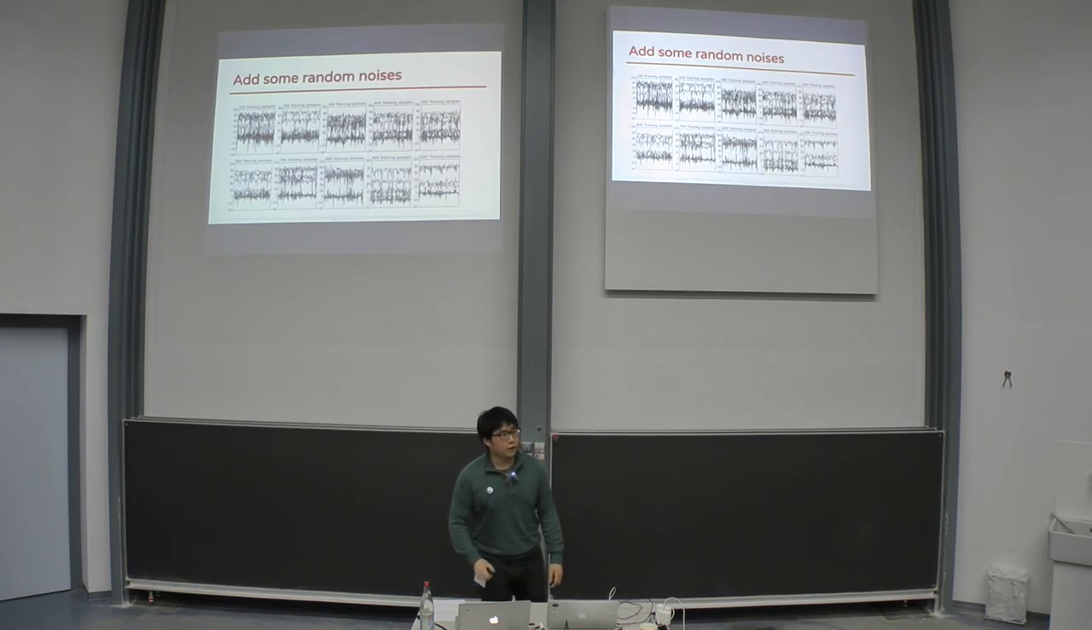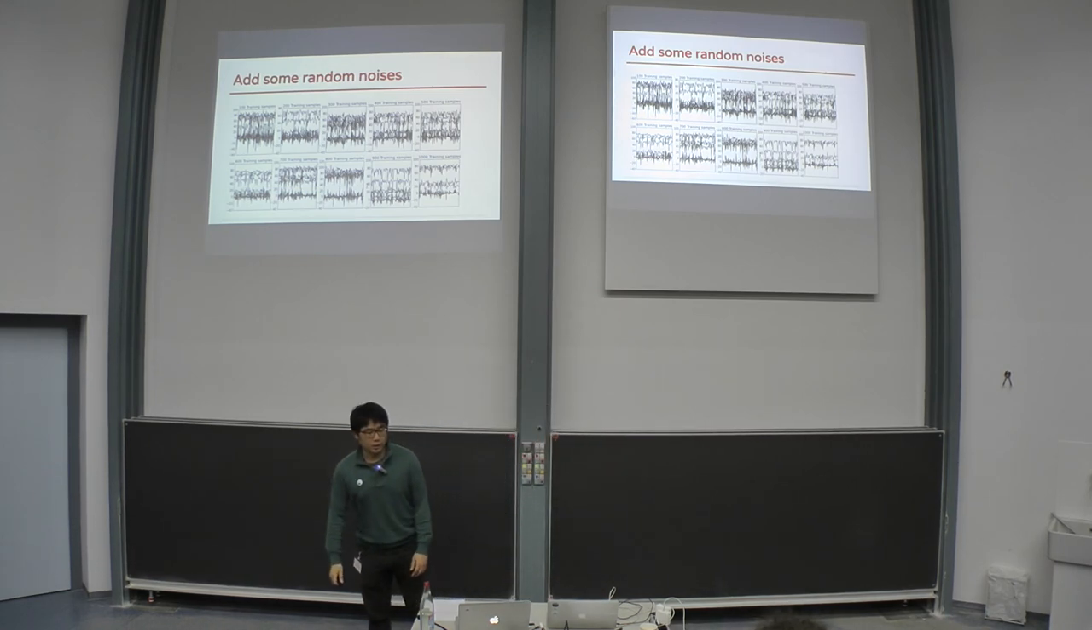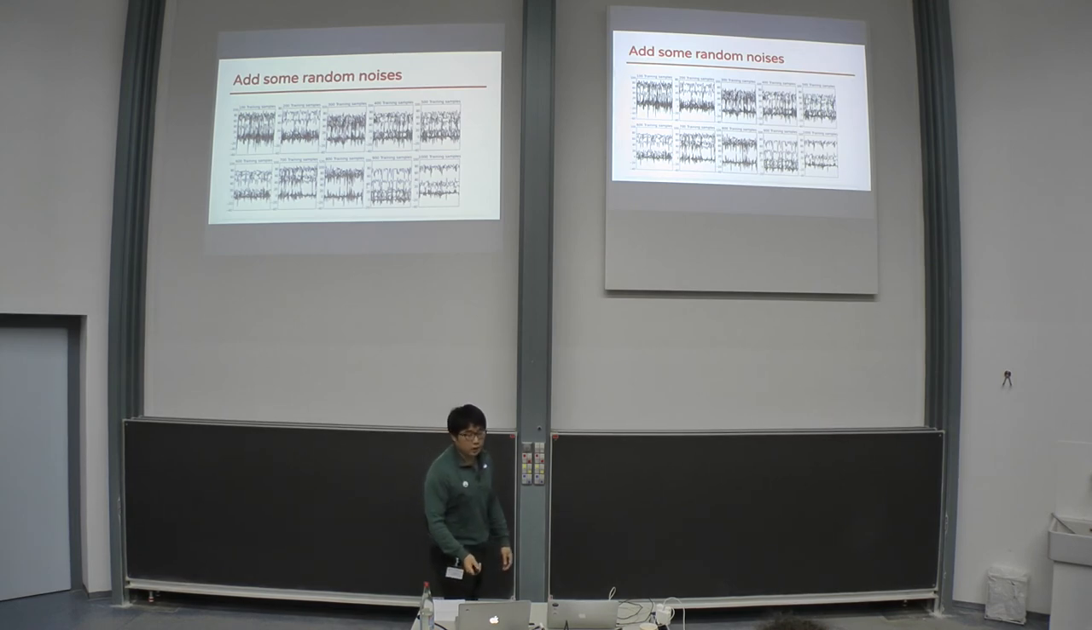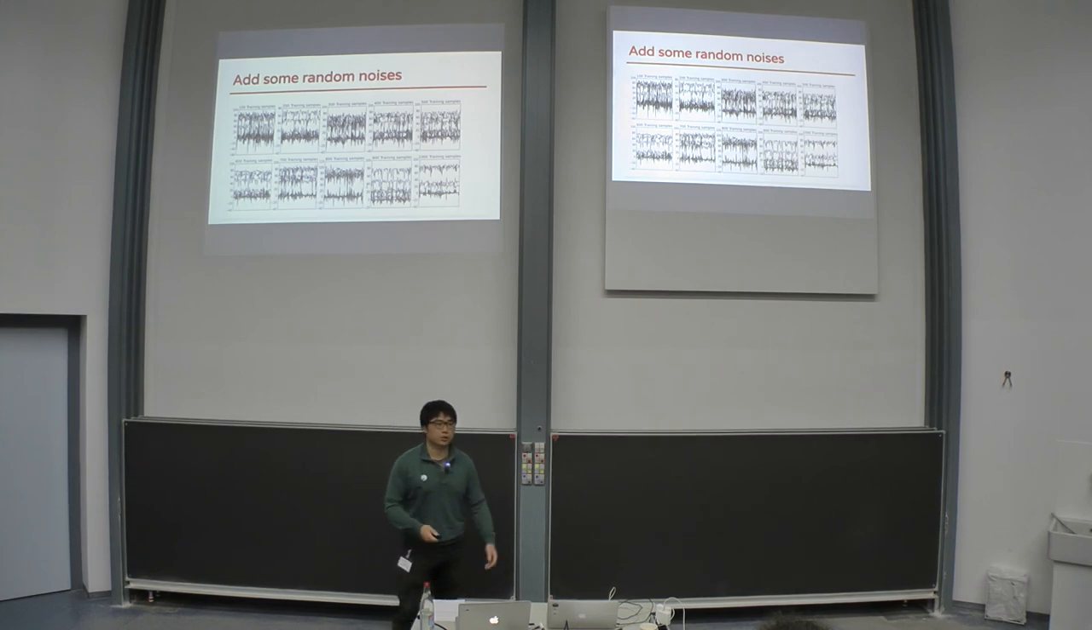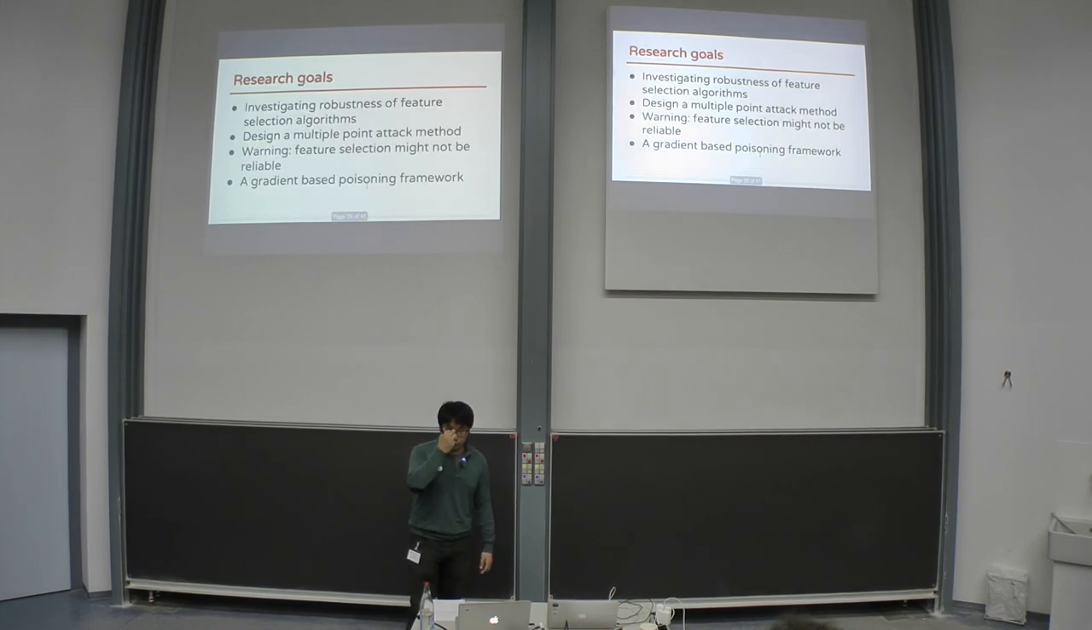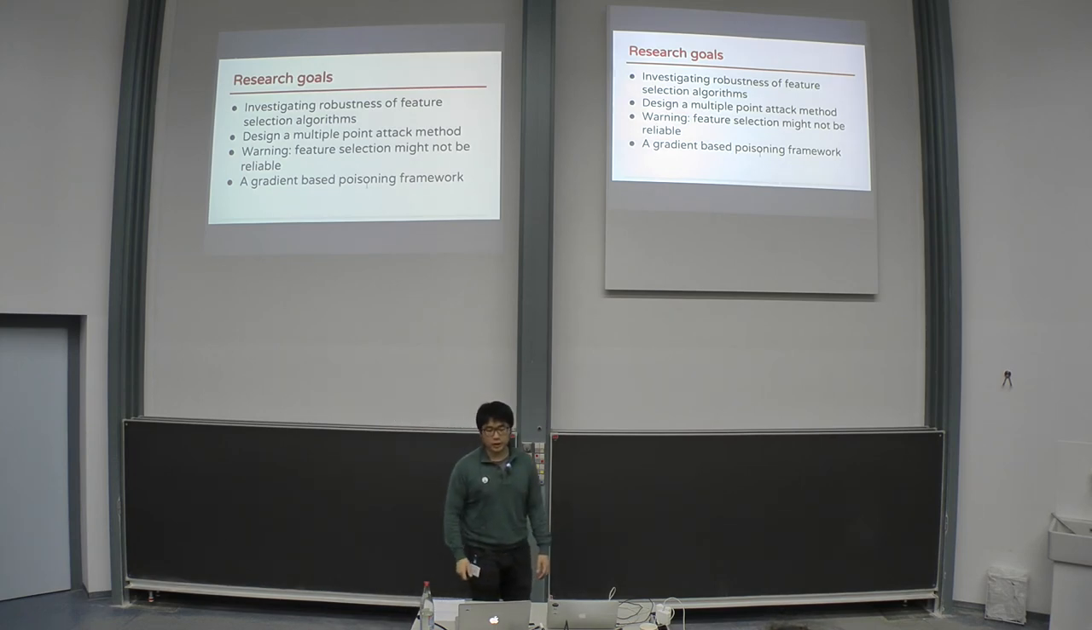At first, we add some random noises to the lasso, and we found out the feature values oscillated in their feature space a lot. That means even if you add some random noises in your lasso, it will not work as you expected. So what if we add some malicious points in your lasso model? We want to investigate the robustness of your feature selection.